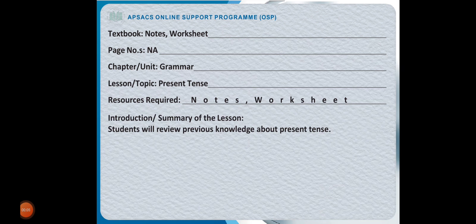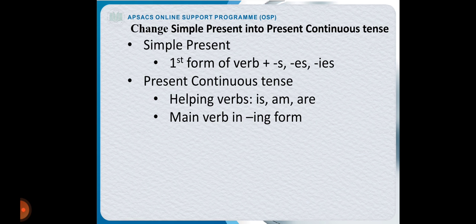In today's class, we're going to study some grammar points about the present tense. What to do when we need to change simple present into present continuous tense? Please note that the simple present tense does not use a helping verb. Instead, it simply uses the first form of verb, followed by s, es or ies as suffixes. The present continuous tense uses the helping verbs is, am, and are, followed by the main verb in its ing form. The ing form shows the continuous nature of the action.